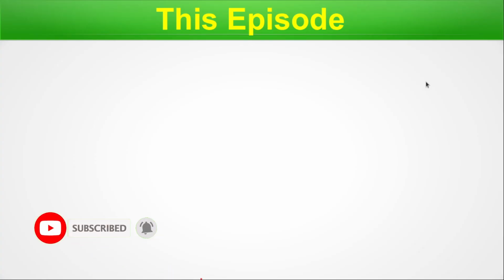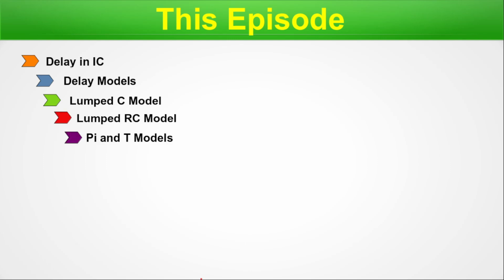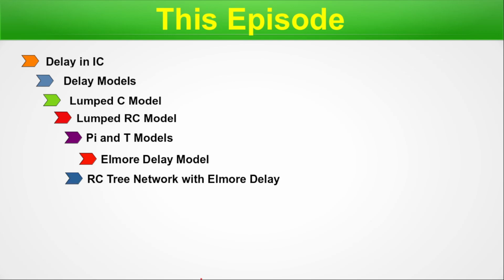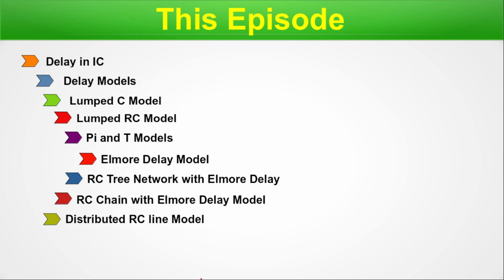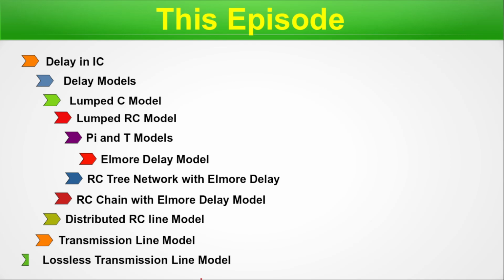Now let's take a look at the pointers we are going to discuss in today's episode. First, delay in IC. Second, delay models. Then lumped C model. Then lumped RC model. Next, pi and T models. Next, Elmore Delay Model. Then RC tree network with Elmore delay. RC chain with Elmore Delay Model. Distributed RC line model. Transmission line model. And lossless transmission line model. So let's move to the first slide.